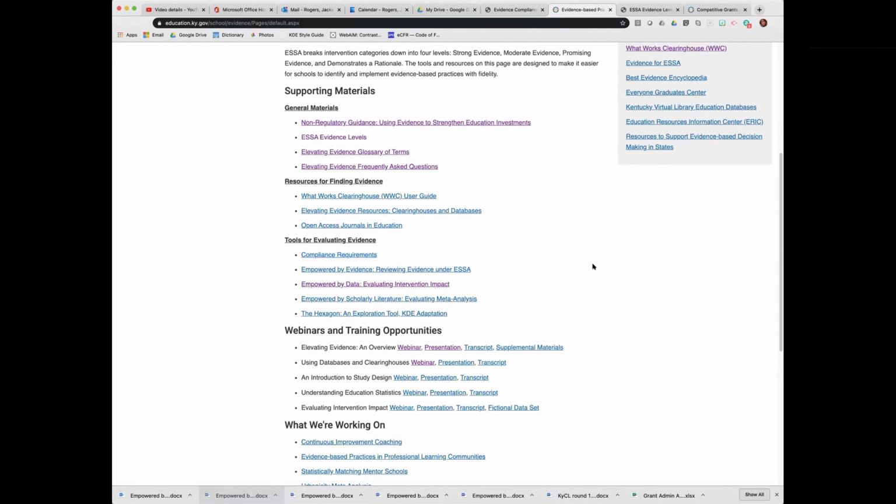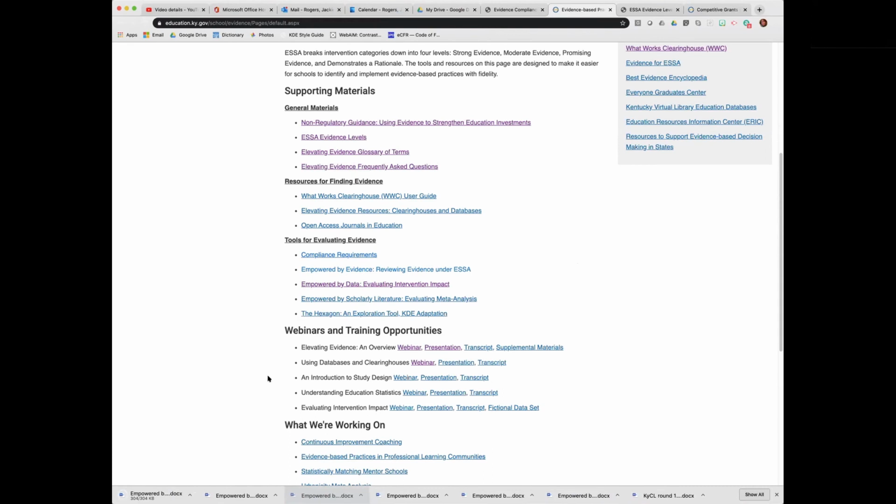This last one under supporting materials is actually tools for evaluating. And this is where we were talking earlier about filling out the instrument. If you looked at this one, reviewing evidence under ESSA, I'm going to click on that. This one opens as a PDF. I may have to stop sharing and share this so you can see it. It's a little bit clunky when we do that, but I think it'll be really important for you to see it.